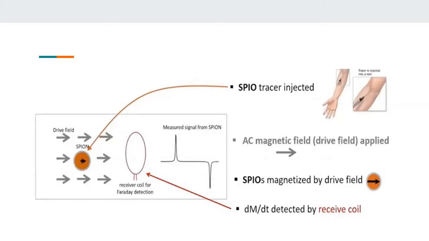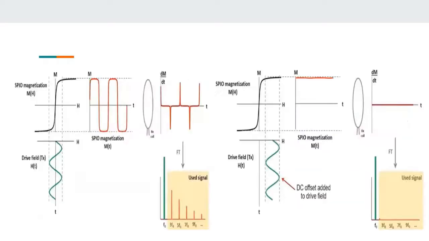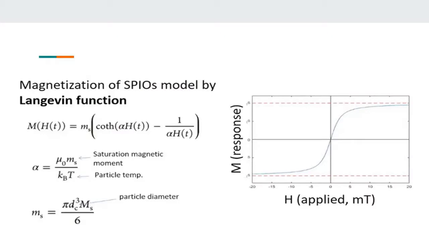The magnetization of the SPIO is modeled by the Langevin function, and this is a key concept of MPI. We have this nonlinear response, which basically results in the magnetization of the particles saturating at a higher field. This is the equation for the Langevin function. One parameter that is interesting to notice is the particle diameter in the function. The nice thing about it is nothing else in the body responds like this.